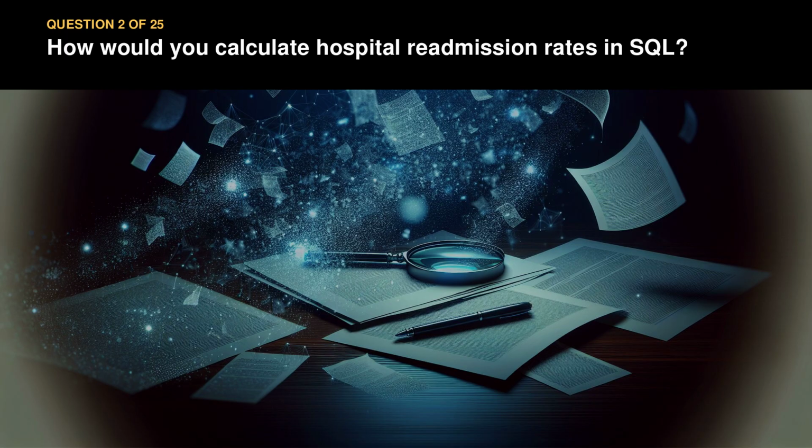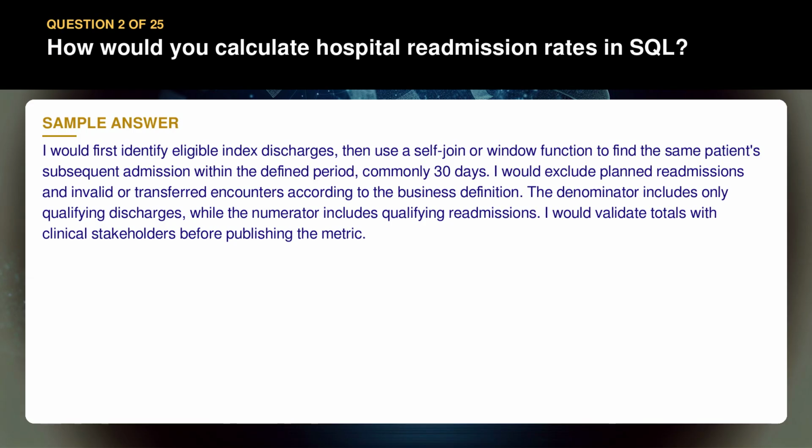Question 2. How would you calculate hospital readmission rates in SQL? I would first identify eligible index discharges, then use a self-join or window function to find the same patient's subsequent admission within the defined period, commonly 30 days. I would exclude planned readmissions and invalid or transferred encounters according to the business definition. The denominator includes only qualifying discharges, while the numerator includes qualifying readmissions. I would validate totals with clinical stakeholders before publishing the metric.